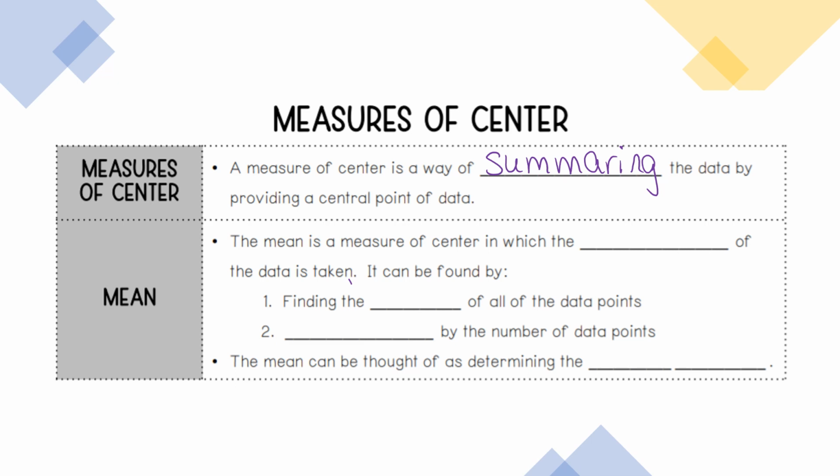The mean is a measure of center in which the average of the data is taken. It can be found by finding the sum of all the data points and then dividing by the number of data points. The mean can be thought of as a way of determining the fair share of something. So when we get into probability, that will make more sense.